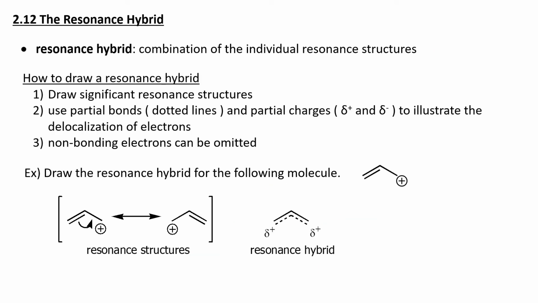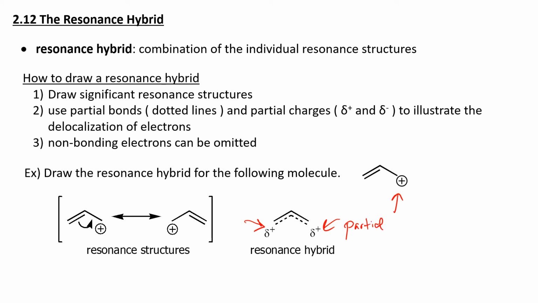In section 2.12, we're going to further discuss the resonance hybrid and learn how to draw a resonance hybrid given a set of resonance structures. When we first introduced the resonance hybrid, we said that it was a combination of individual resonance structures. It more accurately represents what's happening with the electron density, because we said that individual resonance structures are imaginary. And the resonance hybrid shows us partial charges on atoms as opposed to full formal charges.